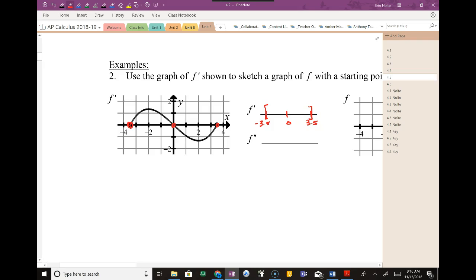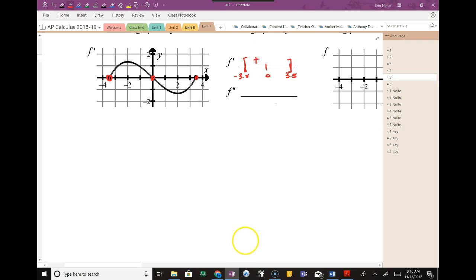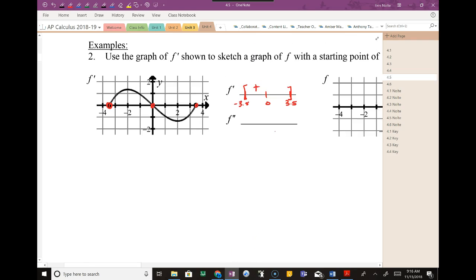If I look at between negative 3.5 and 0, is the slope positive or is it negative? Positive, negative. Okay, how do we decide that? Remember that this is showing me the slopes of the original, right? So anything that exists above the x-axis is positive. Does the function exist above the x-axis or below between 0 and 3.5, or negative 3.5 and 0? Okay, so it's above. So these are going to be positive slopes. And the other one is negative, right?